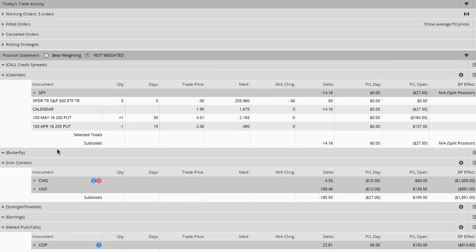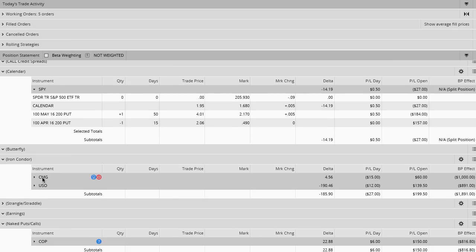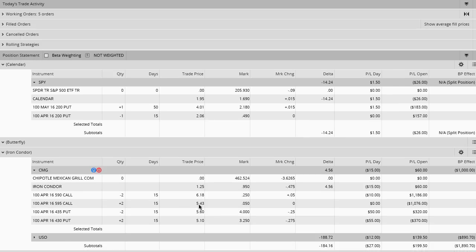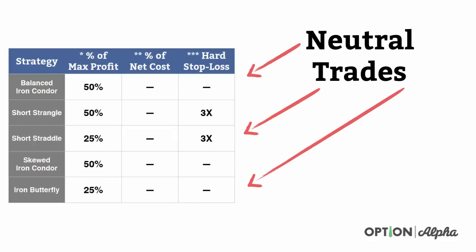Let's look at some iron condors, which are very similar to credit spreads. If we look at, for example, Chipotle in this example, we entered the Chipotle trade, which is a neutral iron condor, and we sold these iron condors for $1.25 each. Now this is a little bit different because now we're on the option selling side. So our max potential profit, since we sold this iron condor for $1.25, is the $1.25 that we took in. If we go back to our slides and go to the neutral section, you can see that if we're doing a balanced iron condor, we want to take profits whenever we reach 50% of max profit.